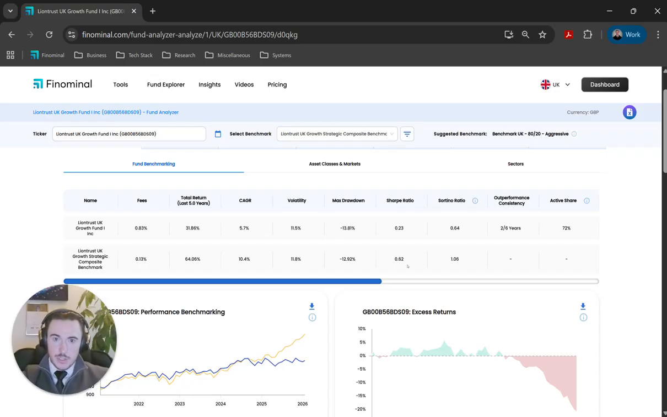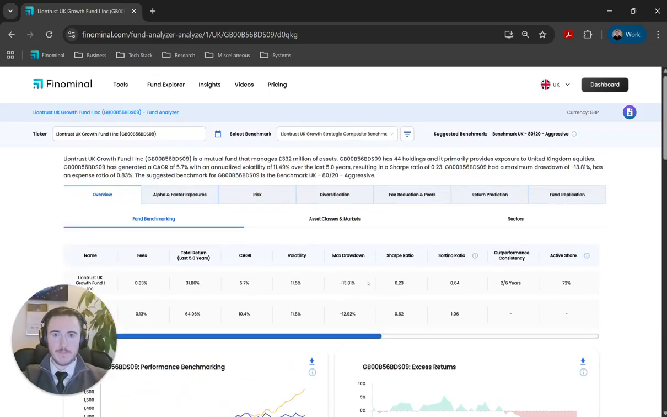In regards to Sharpe ratio, we can see a Sharpe ratio for the Liontrust UK Growth over the last 5 years of 0.23, and for the benchmark of 0.62. So on all metrics we've seen there, underperformance and not as strong figures is what I would say for that.